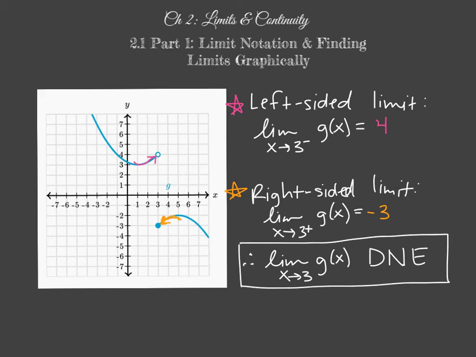It does not exist because the left and the right-sided limits are not the same. Let's take a look at the other idea. What is the value at g of 3? What is g of 3? Well, what is the y value when x is exactly 3? It's not up here. It actually is down here. The coordinate point (3, -3) exists. So the y value when x is 3 is exactly -3.